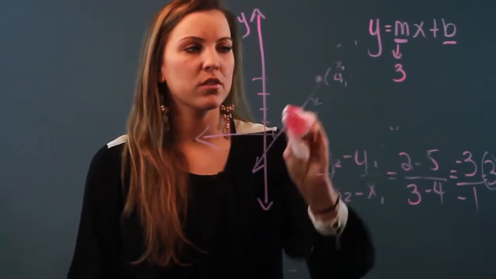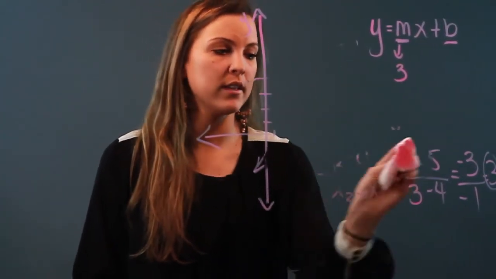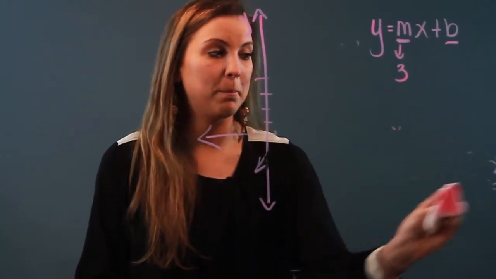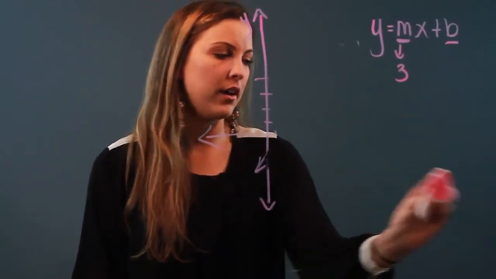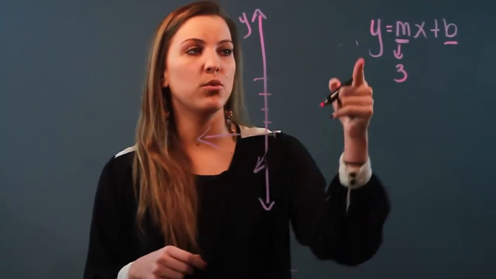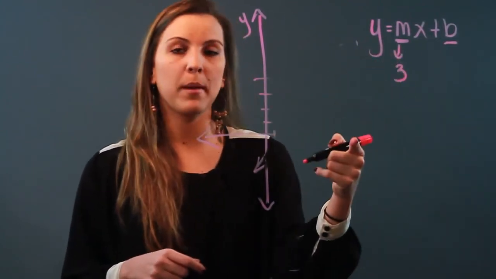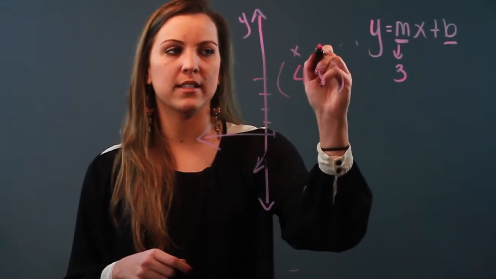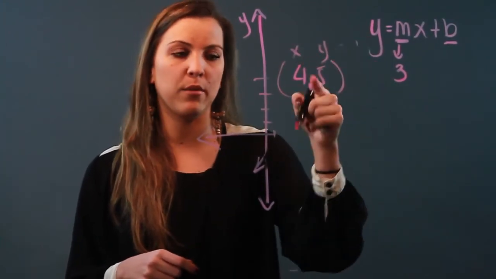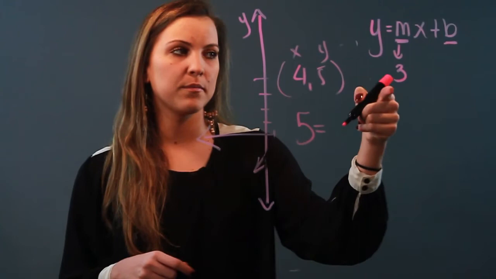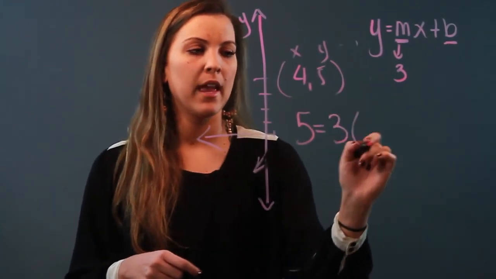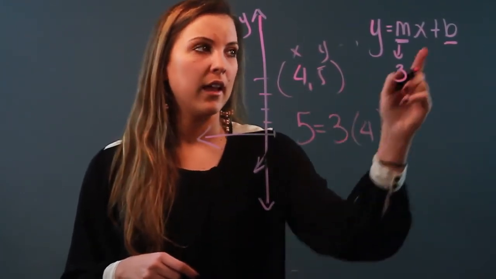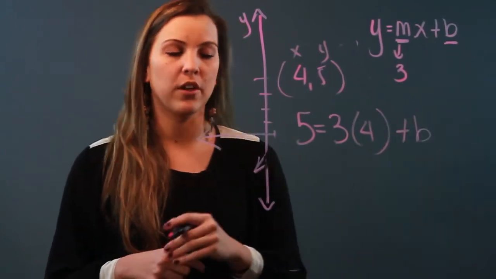You can use your slope and any one of the 2 points to find your b, which is the other important thing that you need, all right? So I'm going to rewrite this equation using one of the points that I had. So one of my points was (4, 5). So in the point (4, 5), if 4 is my x and 5 is my y, I'm going to replace y with 5. Equals, I know that my m is 3, and my x is 4, and I don't know b yet because I'm trying to figure it out.